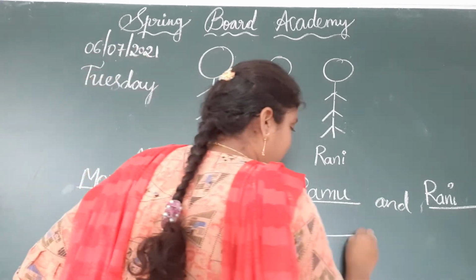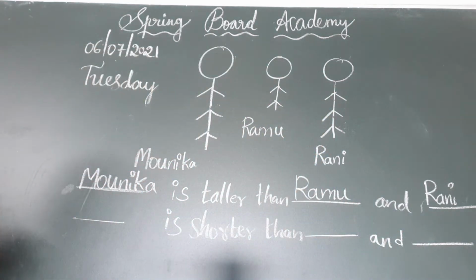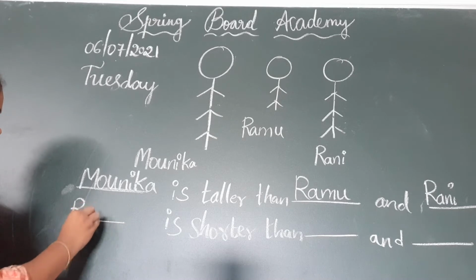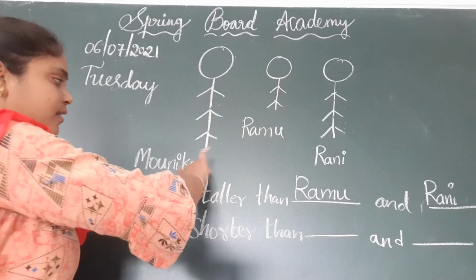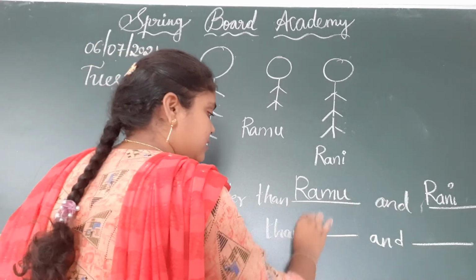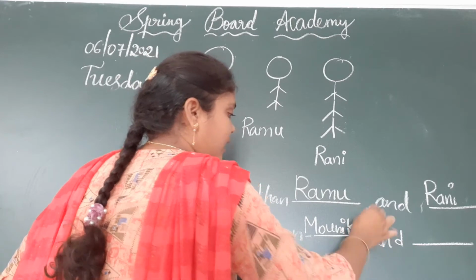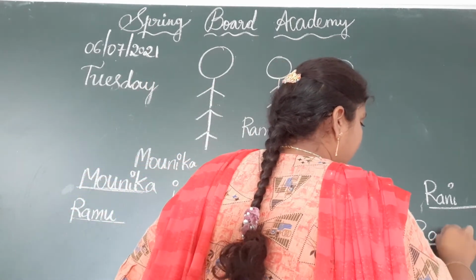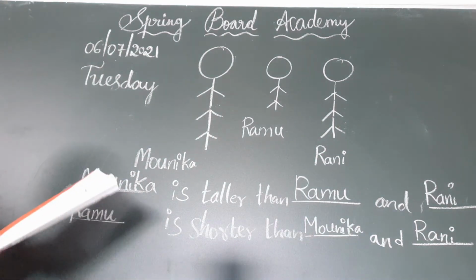Remaining, children, who is shorter than dash and dash? Okay, who is shorter here? Yes, Ramu is shorter. Am I correct, children? So write here Ramu. Ramu is shorter than Monica and Rani. Yes, so write here Monica and Rani.